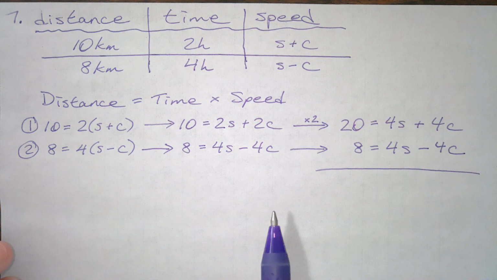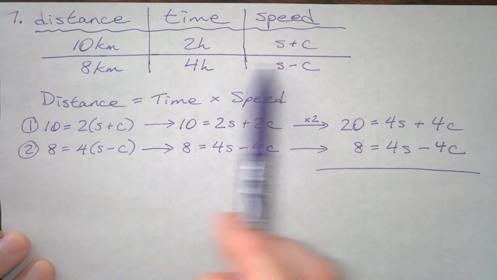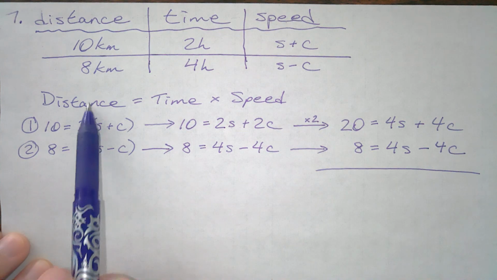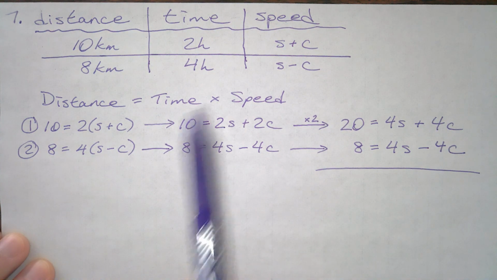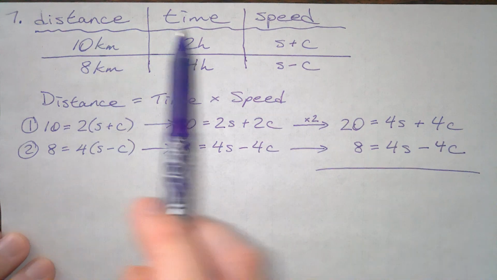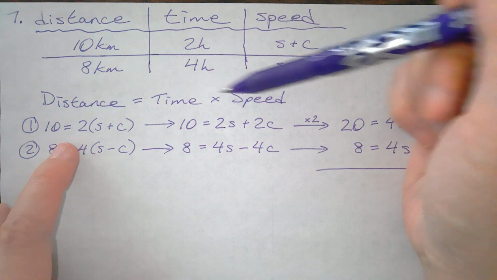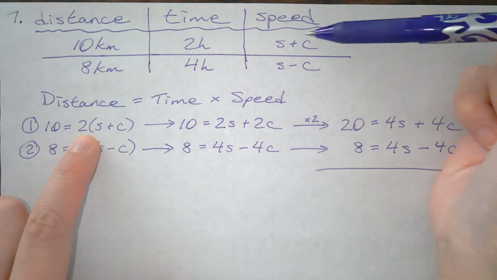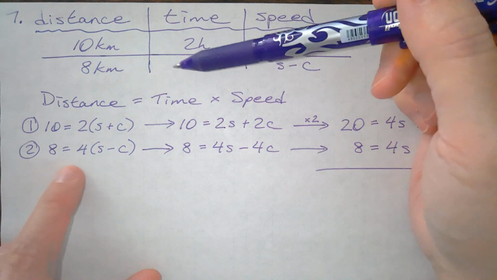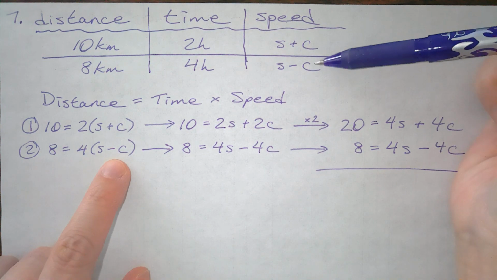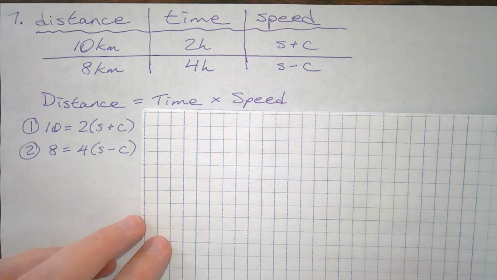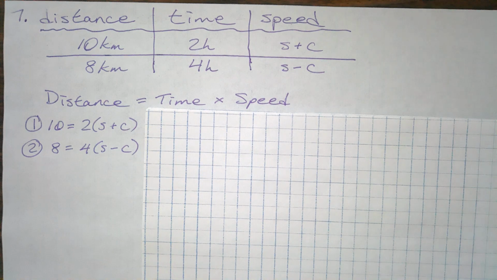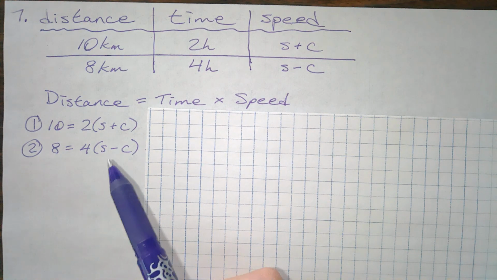Once we have this table set up, you can use distance equals speed times time as the formula for distance. So then we have 10 equals 2 times (s plus c), and 8 equals 4 times (s minus c). Are there any questions as to how we set this up?